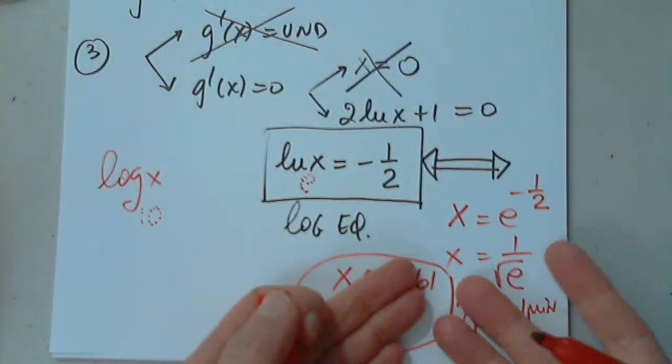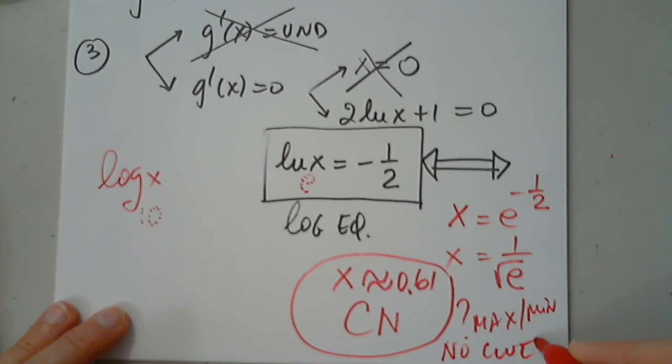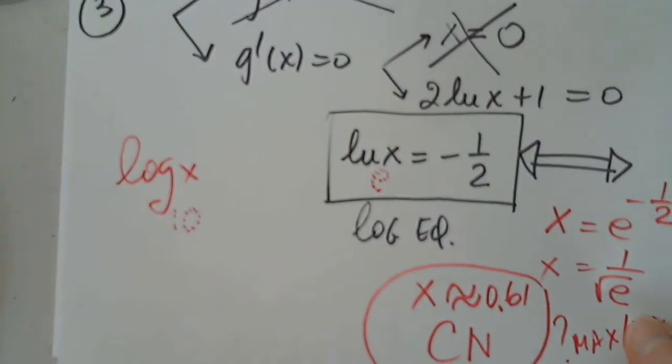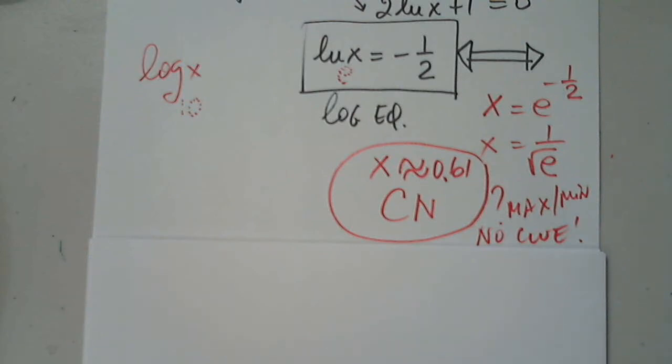If it has no critical numbers, it will have no max-min. But this is a max-min? No clue. Not until I study the sign of the first derivative. That will tell me whether it's a max or a min or none of the above.